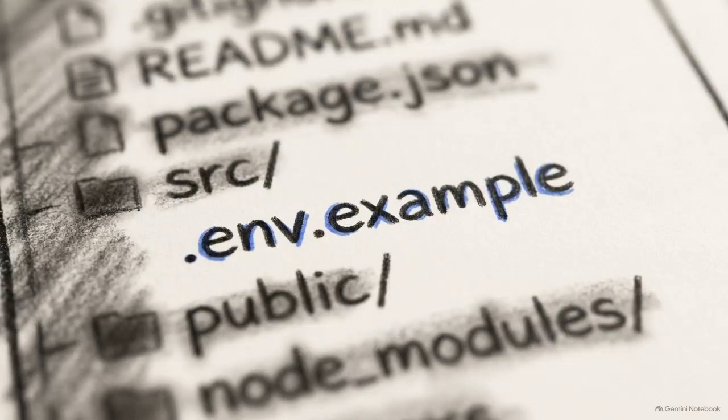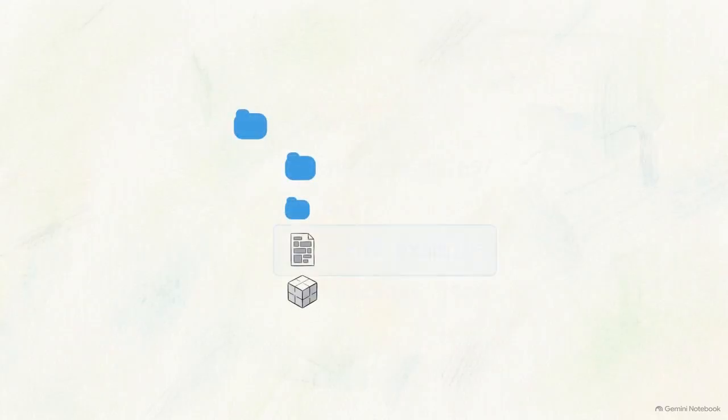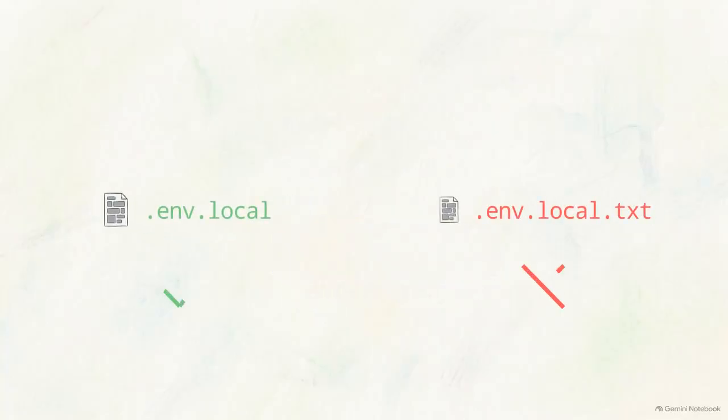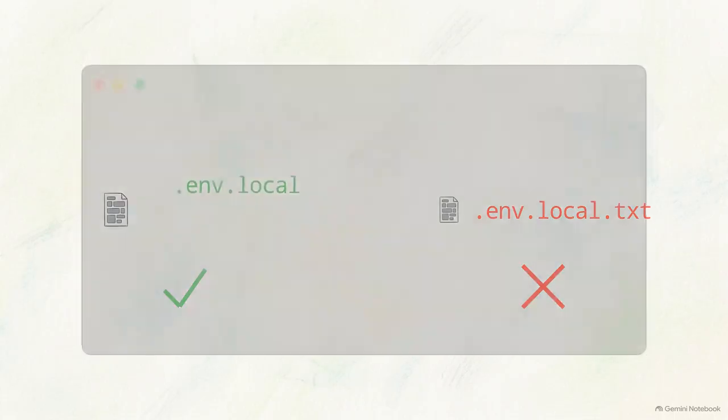Switch back to your code editor and look at the project's file tree. In the root directory, you will see an existing file named .env.example. You need to duplicate or rename this specific file. Make sure the new file is named exactly .env.local. Watch out for hidden extensions. If your computer names it .local.txt, the app will not recognize it.